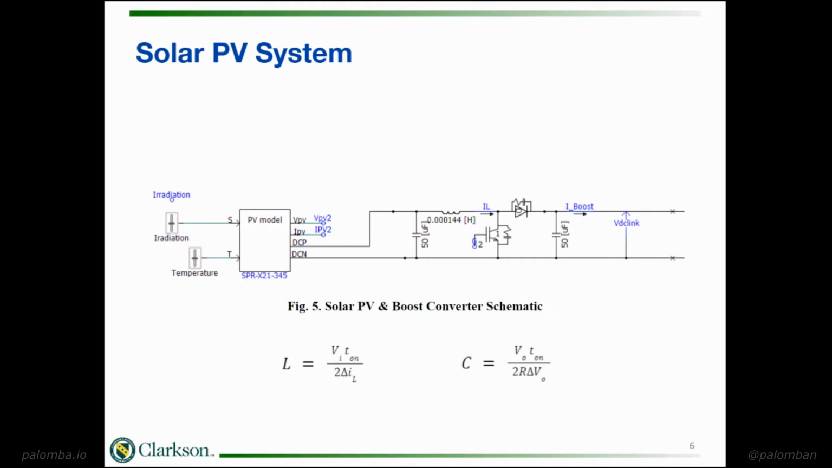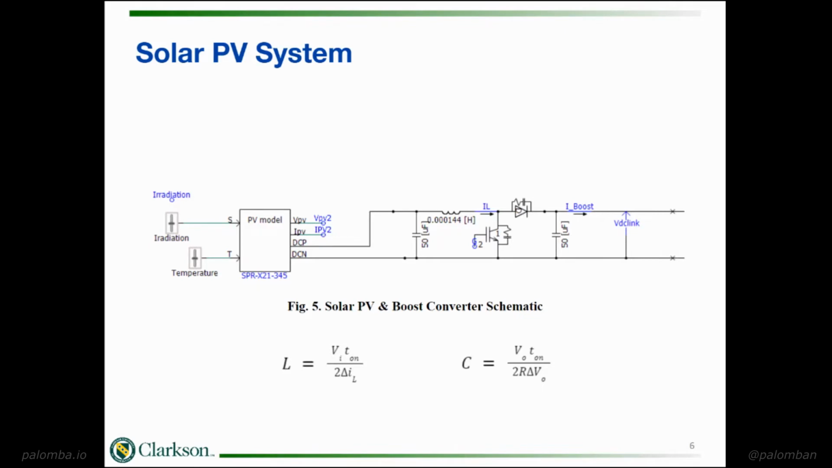And we also on this slide have the standard formulas for boost converters for sizing the inductor and capacitor in order to meet the specified output ripple, which was 50% output current ripple and 1% output voltage ripple for an operating load at 50 kilowatts.